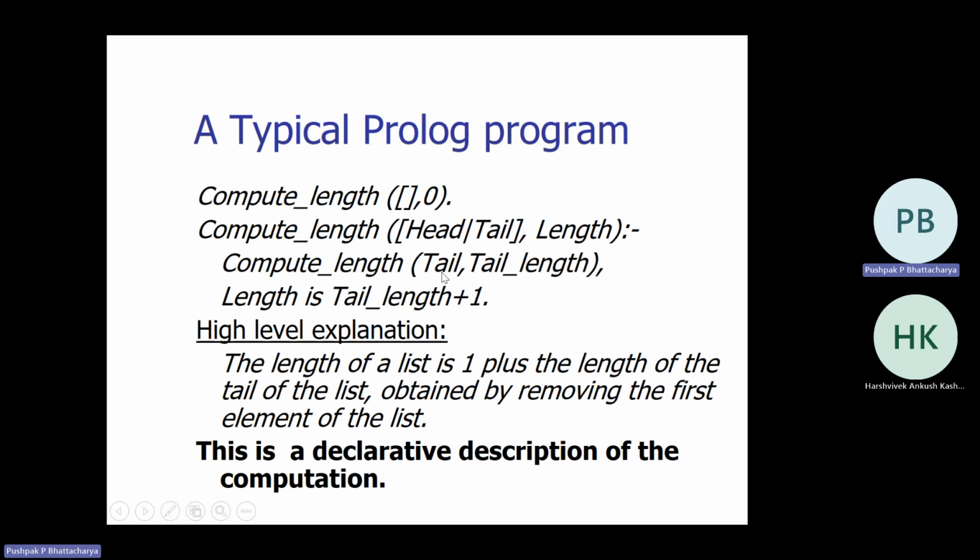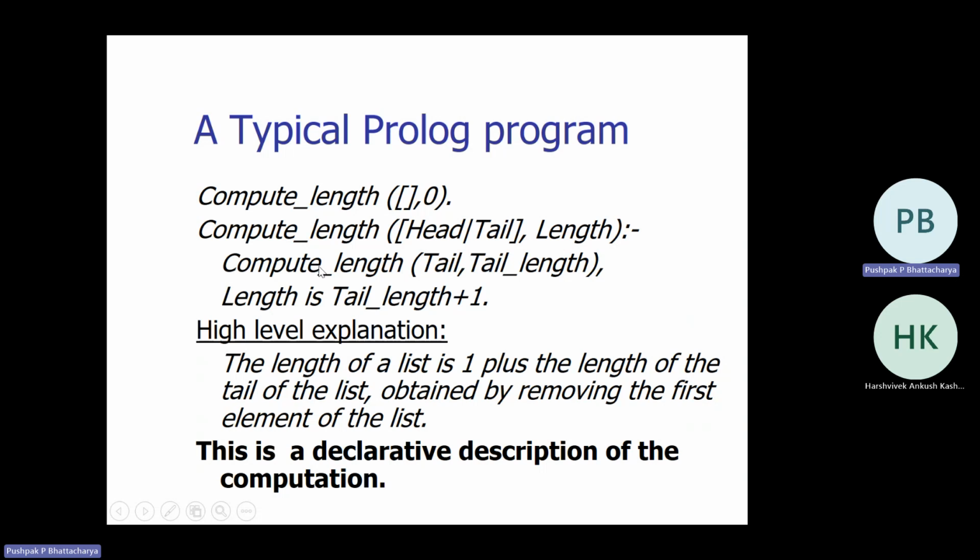So the way it operates is that if you want to compute the length of 1, 2, 3, then this first predicate will fail because 1, 2, 3 is not an empty list. Then the variables inside the program will get bound. Head will get bound to 1, tail will get bound to the list 2, 3. And length will be the variable which will store the length of 1, 2, 3.